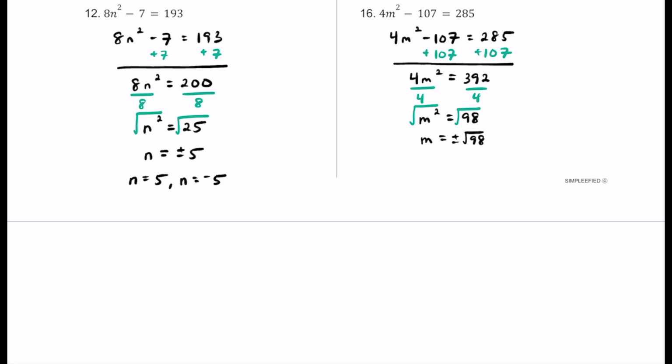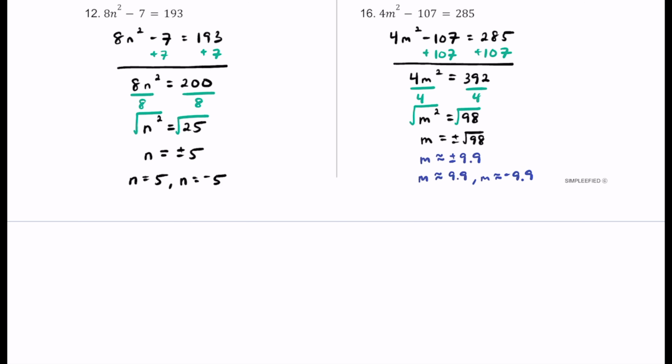If we go ahead and throw that into a calculator, then we can find out that m is going to be approximately equal to plus or minus, it's got to be a little less than 10, right? Because 10 times 10 is 100. So it actually turns out in a calculator to be about 9.9. Okay, so we could say that m is about equal to positive 9.9 and m is about equal to negative 9.9. Those are the two solutions.